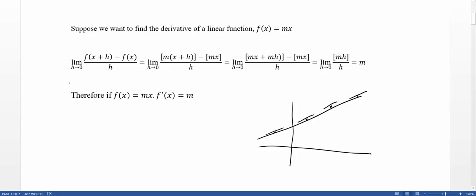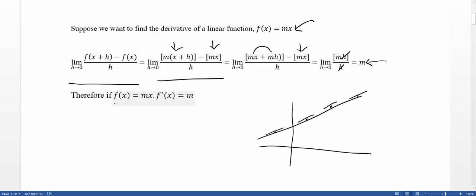Again, starting with our definition of derivative, if we plug x plus h into mx, we get m times x plus h minus f of x, which is mx, divided by h. If we distribute the m, we have mx plus mh minus mx. We have an mx and a minus mx, so those will cancel, and we're left with mh over h. Here, the h's will cancel, and we end up with the limit as h goes to 0 of m.